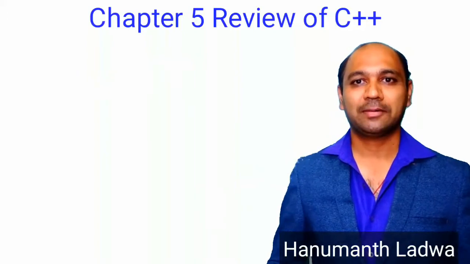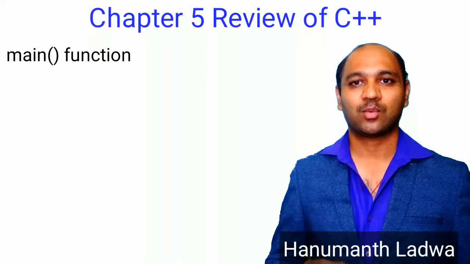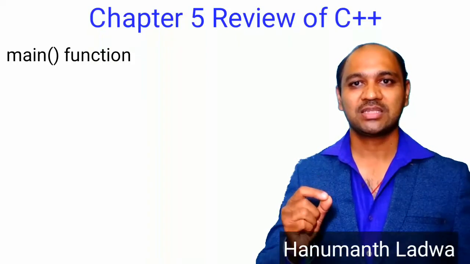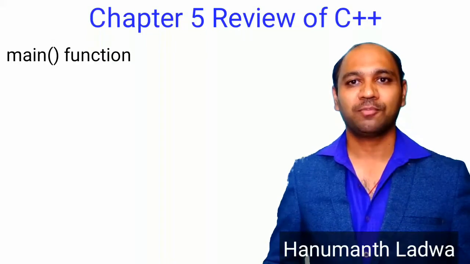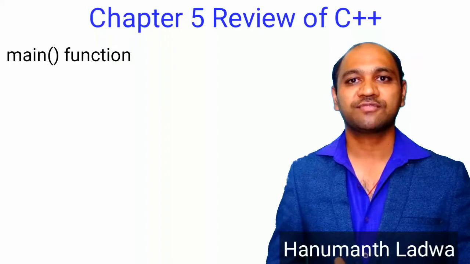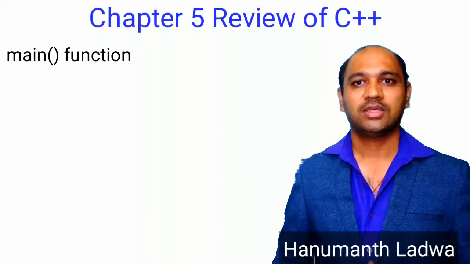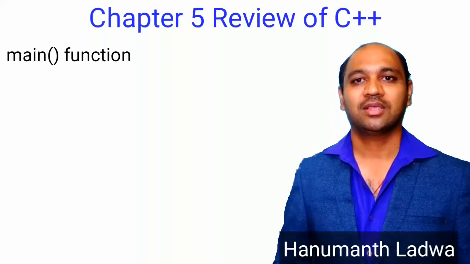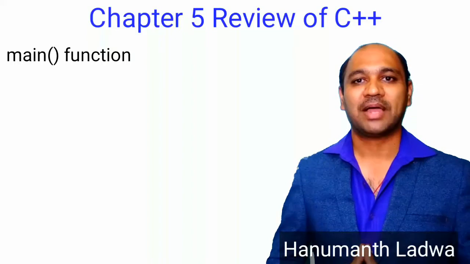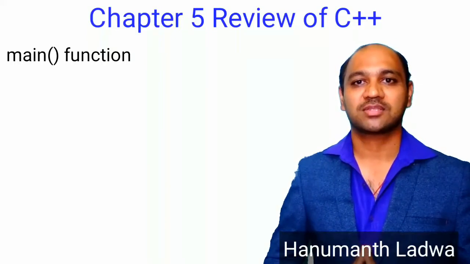Let us continue with the main function. So here in C++ programming language we are going to use at least and at most one main function. So without main function you will not be able to execute a C++ program. Always execution of a C++ program starts from the main function only. Here main function is a calling function, so that returns either void or by default it returns integer type of data to the operating system.